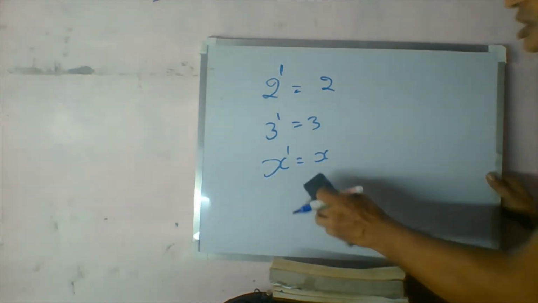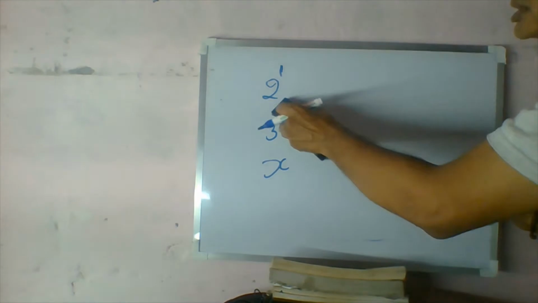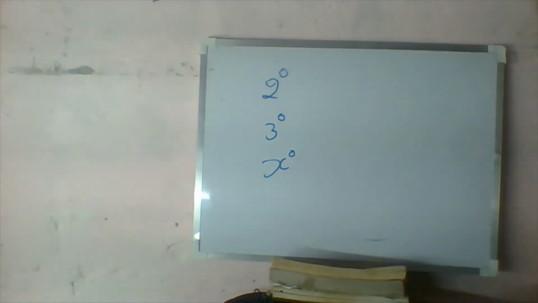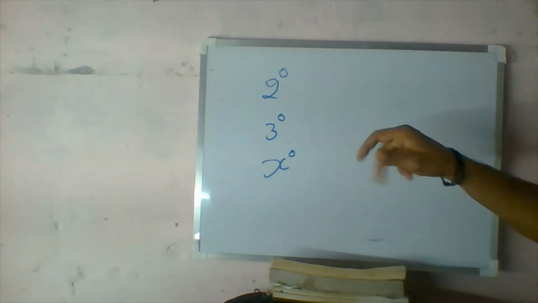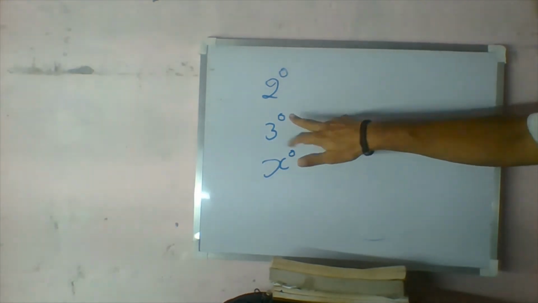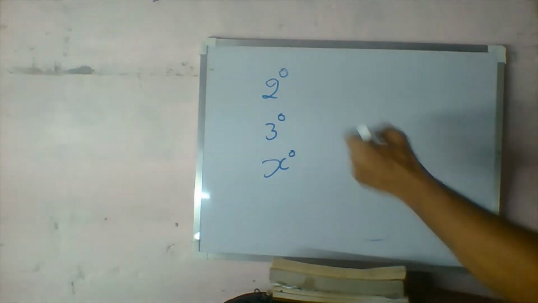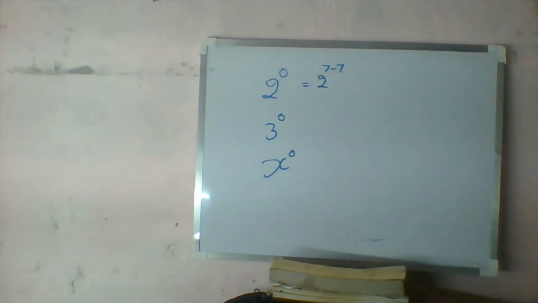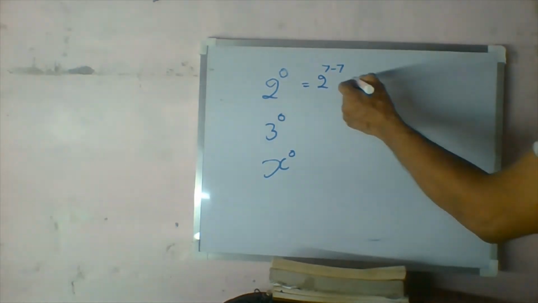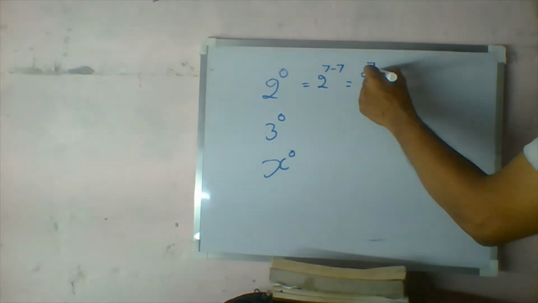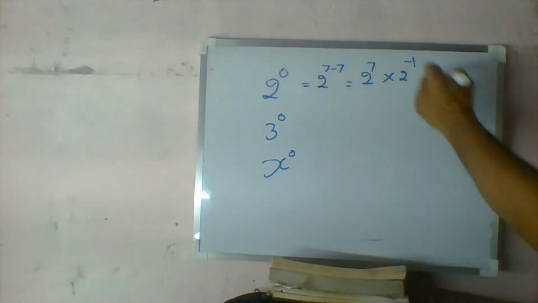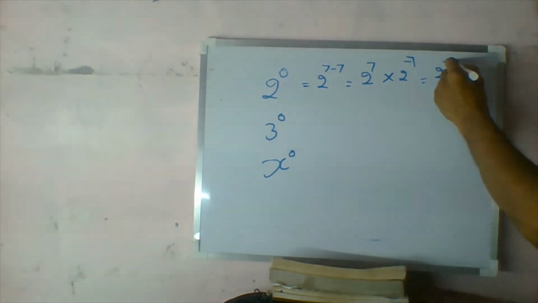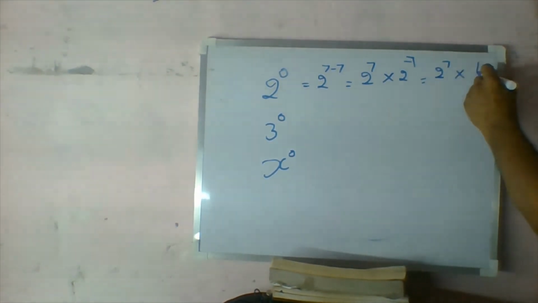Okay. Now we come across a situation where it is power 0. So how to resolve this? If a number is raised to power 0, how to resolve it? 2 raised to power 0, 3 raised to power 0. Not very difficult. We know 2 raised to power 0, I can write it as 2 raised to power, let us say, 7 minus 7. Isn't it? So it will be 2 raised to power 7 into 2 raised to power minus 7. Right, now 2 raised to power minus 7 is 1 by 2 raised to power 7.